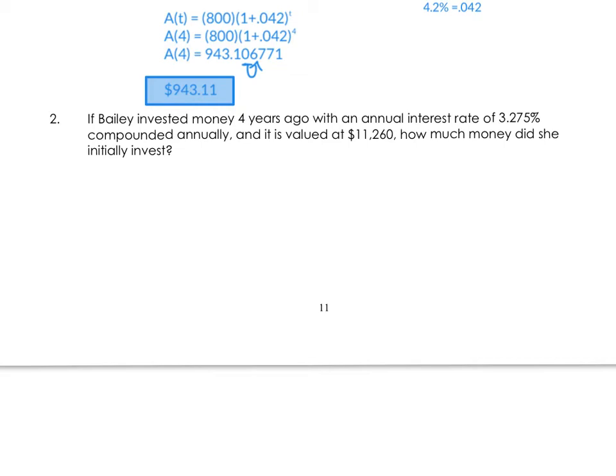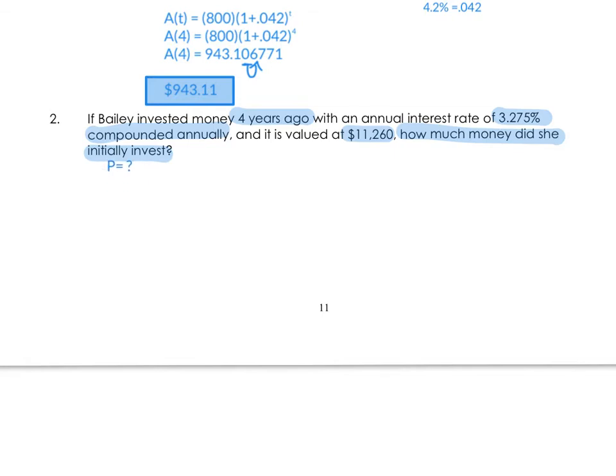Okay, the next question says, if Bailey invested money 4 years ago with an annual interest rate of 3.275% compounded annually, and it is valued at $11,260, how much did she initially invest? So that question there tells me that I actually don't know the principal amount. I don't know what she started off with. So when I look at my formula, I don't know the P value. So I must know all the other pieces.